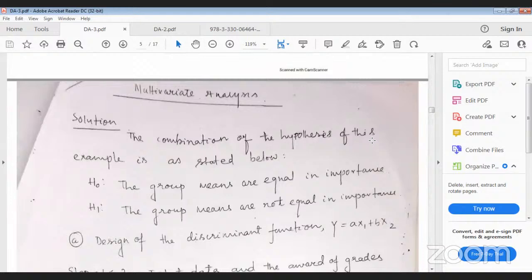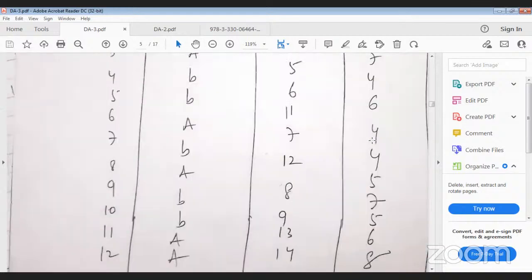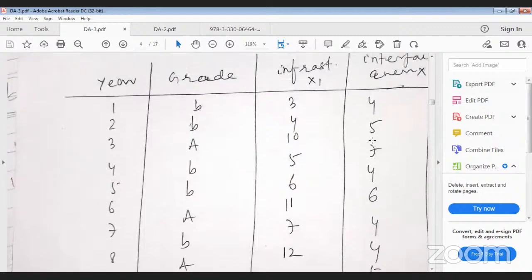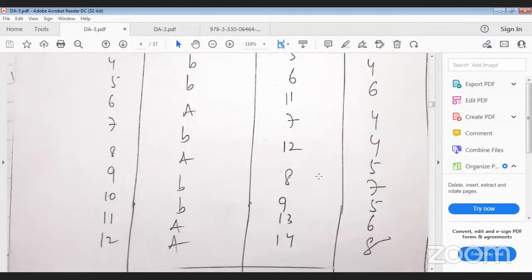And one thing you have to remember, that y must be a categorical variable. Here this is your y. Grade means y. So y is your categorical variable, either A or B we are writing. That is your categorical variable. So these two, infrastructure and infrastructure spending, are numerical variables or metric variables.